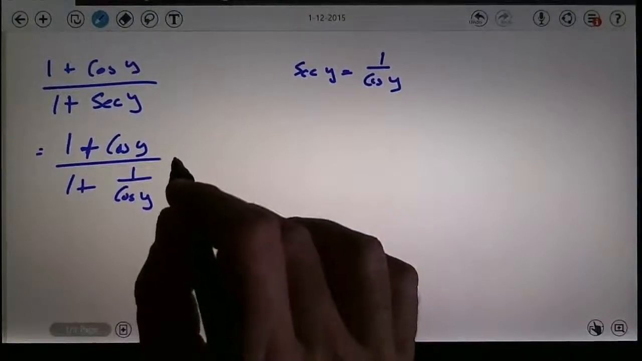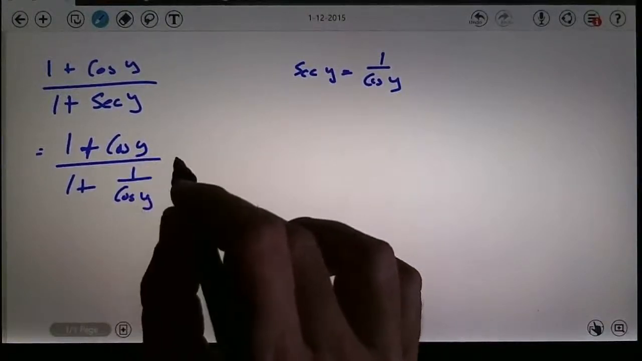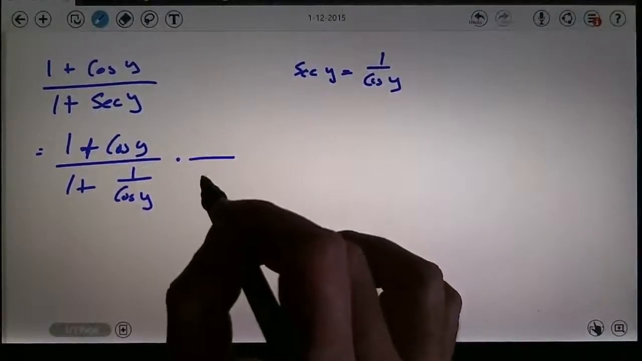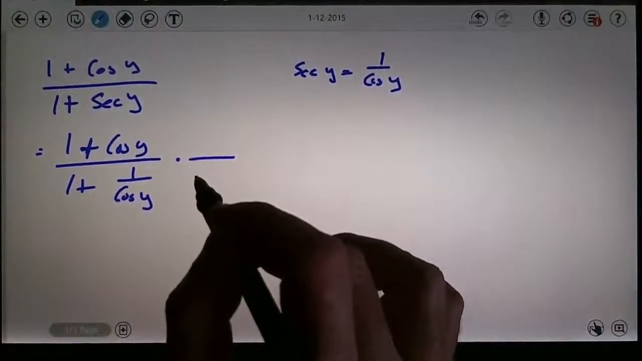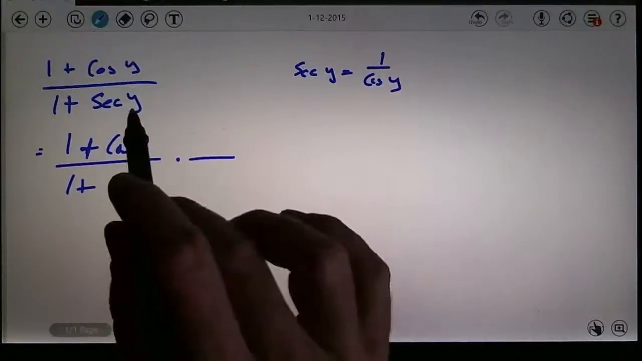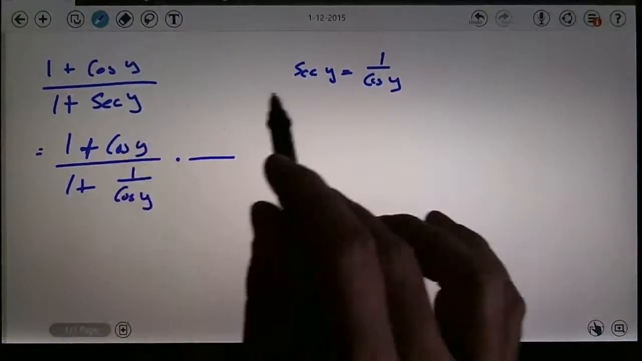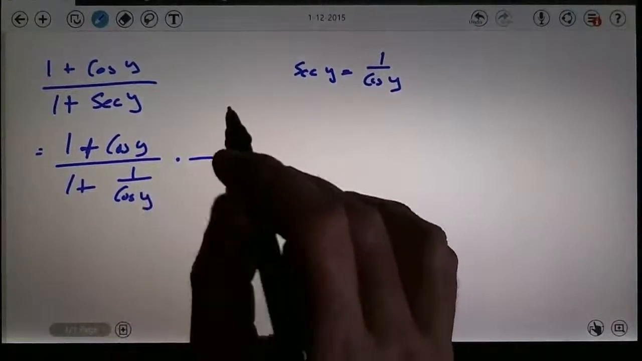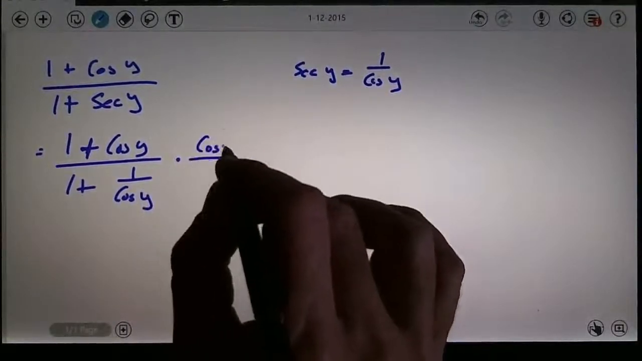I have a tendency to do this by multiplying by 1. So I'm going to take this thing and multiply it by a fraction with the same numerator and denominator. And by multiplying by 1, I don't change the value. I just change what it looks like. Right? This didn't change value because secant of y and 1 over cosine y are the same thing. So I didn't change any values here. I just changed what it looks like. So I'm going to multiply top and bottom by cosine y.